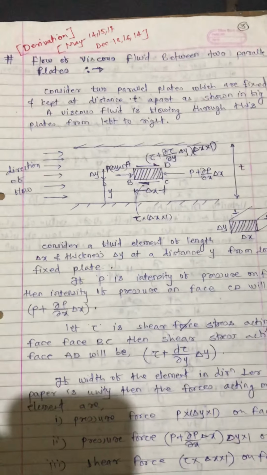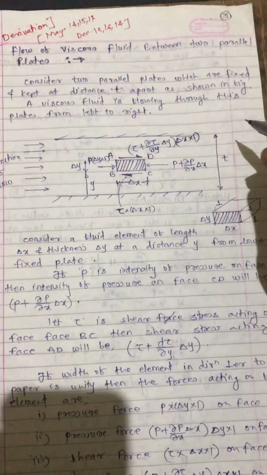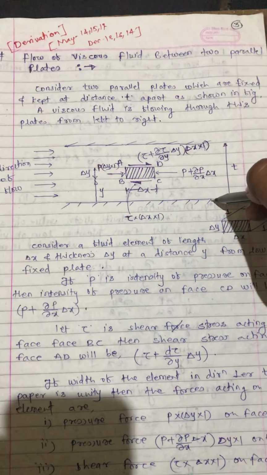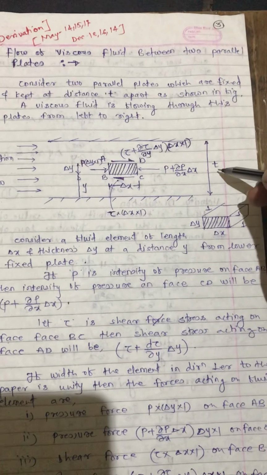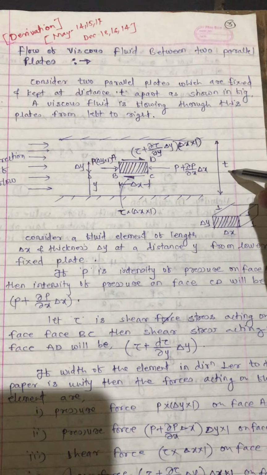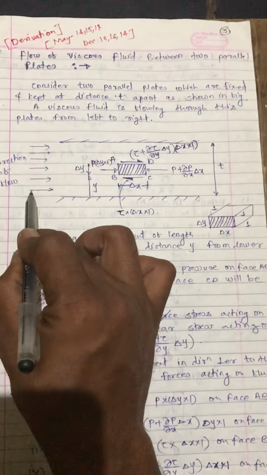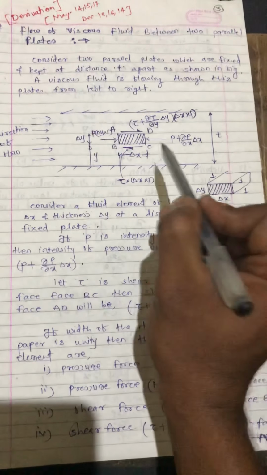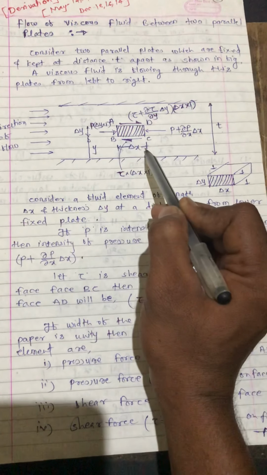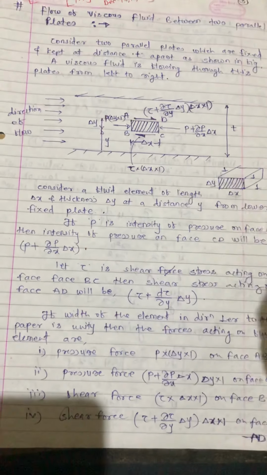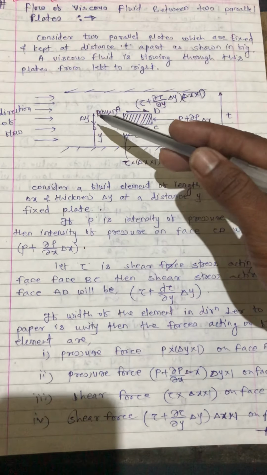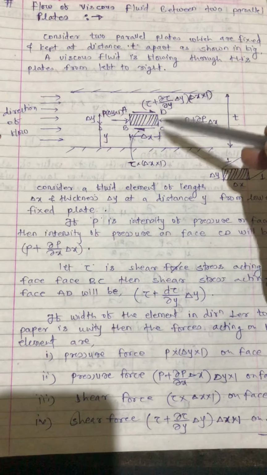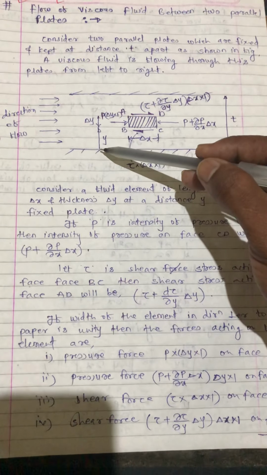Now let us consider two parallel plates which are fixed. This is the first plate and this is the second plate, which are fixed and kept at a distance t apart, as shown in the figure. A viscous fluid is flowing from left to right. Now consider a fluid element. This is the fluid element of length delta x and thickness delta y, and this element is at a distance y from the lower fixed plate.